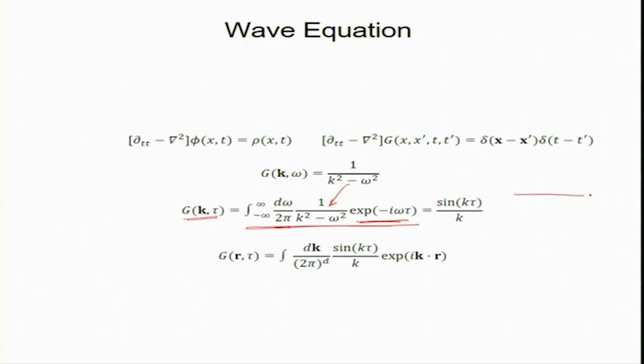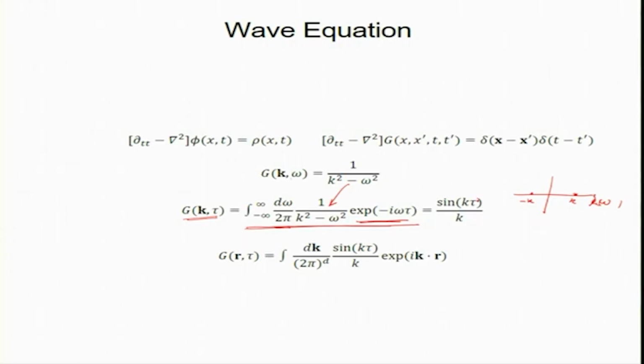Now, we have two poles. Here omega is a variable, but k is not. So omega is real, and the poles are at plus k and minus k. Now, it is minus i omega t, so I need to close the contour, and that depends on tau. Tau can be positive and negative, both can occur. So this algebra I will leave for you.